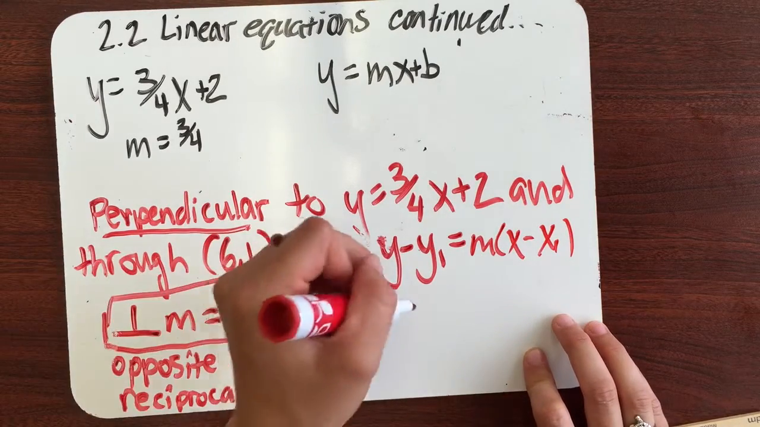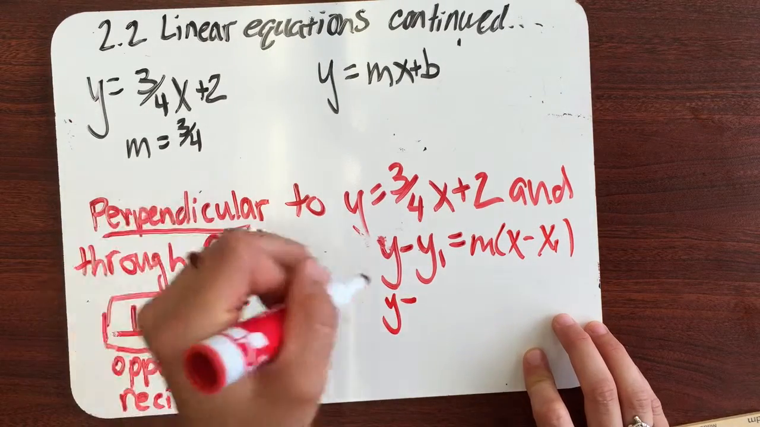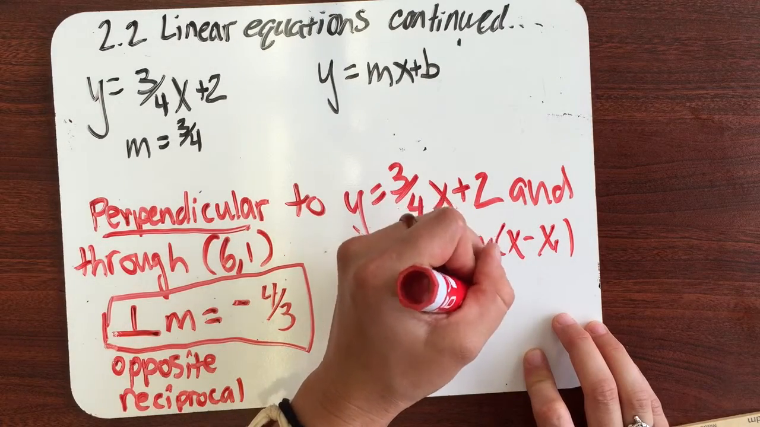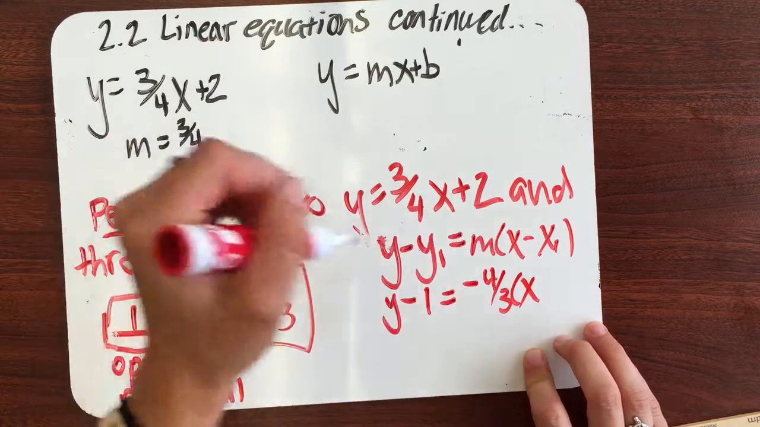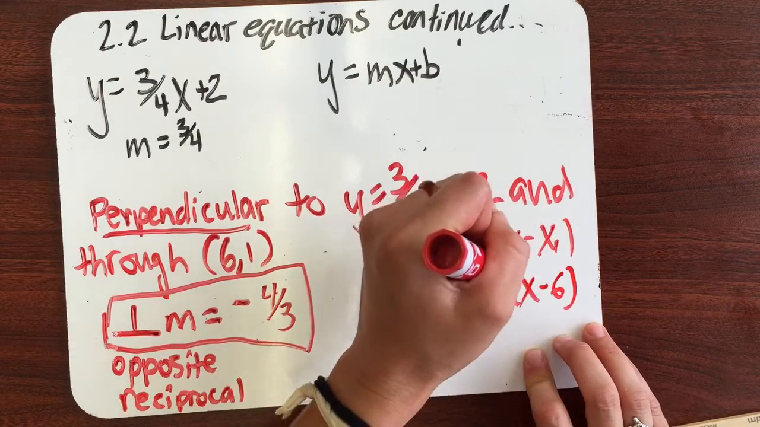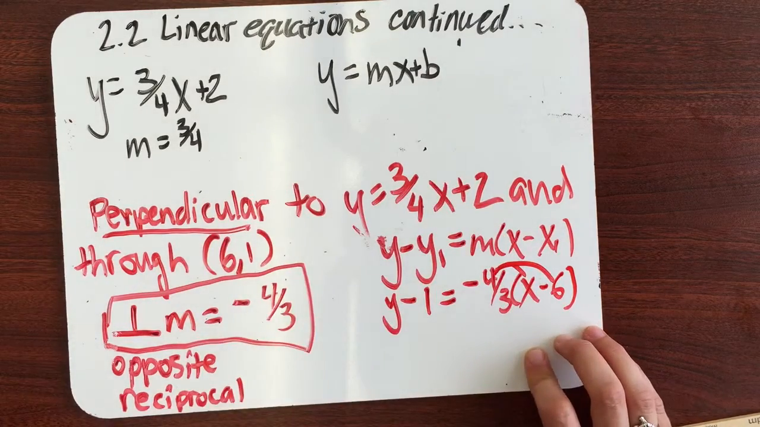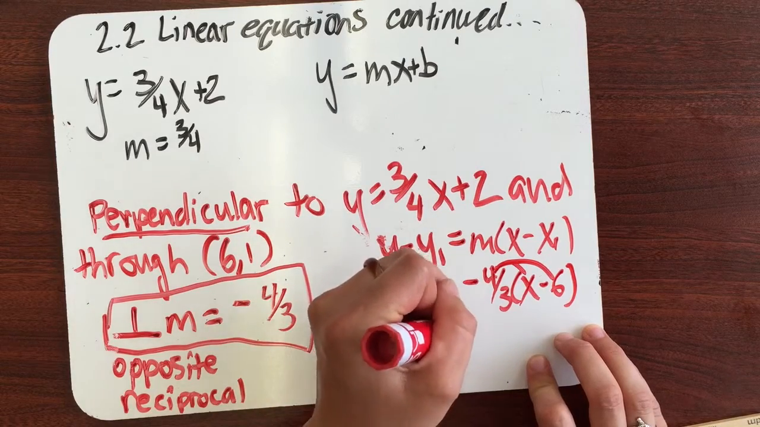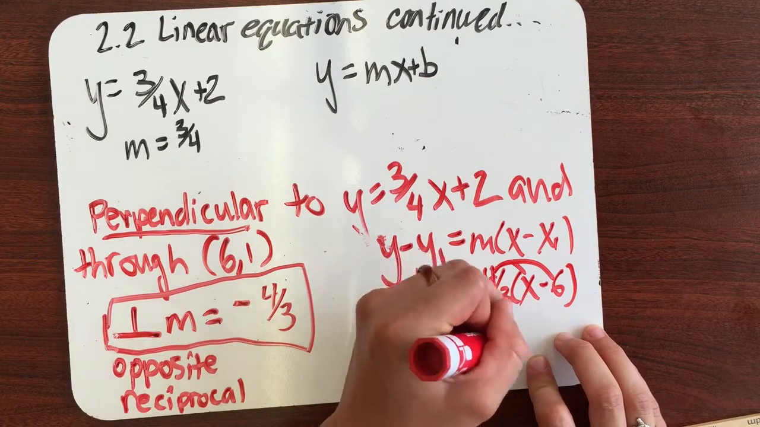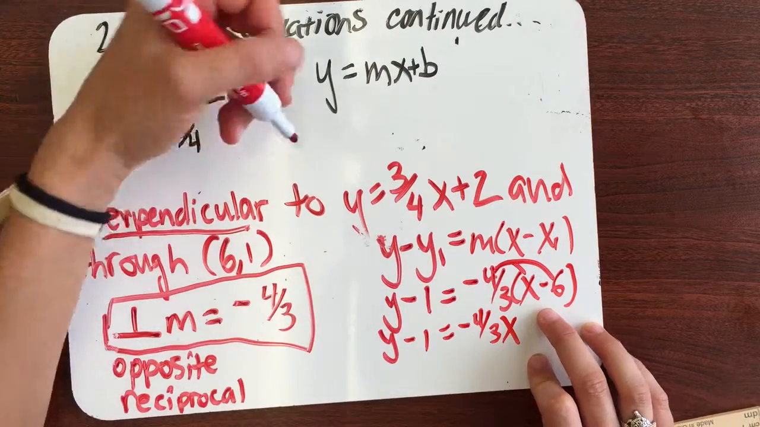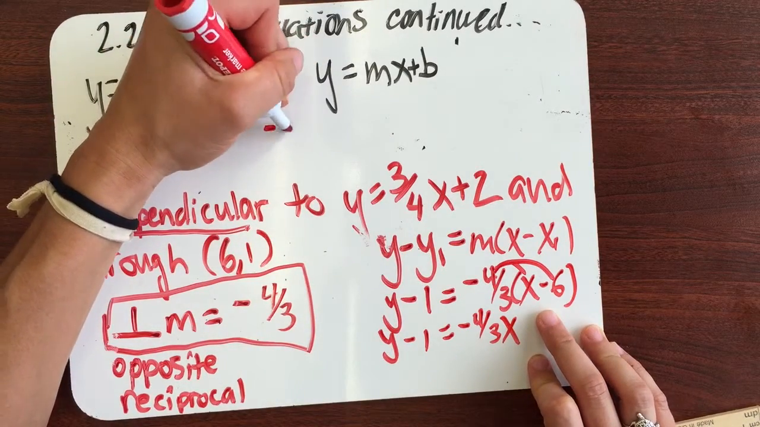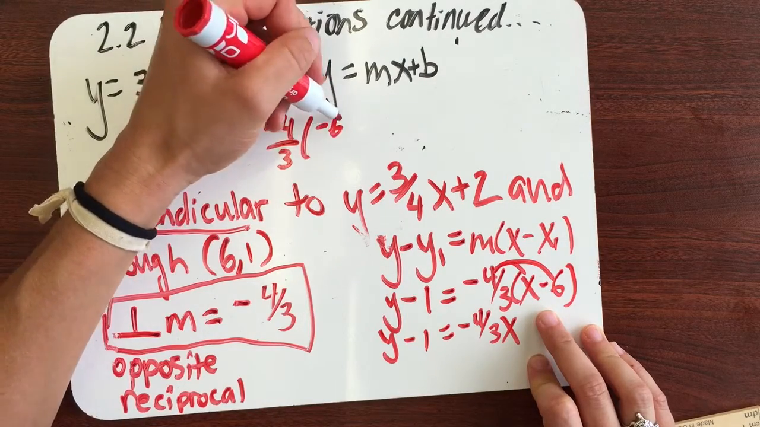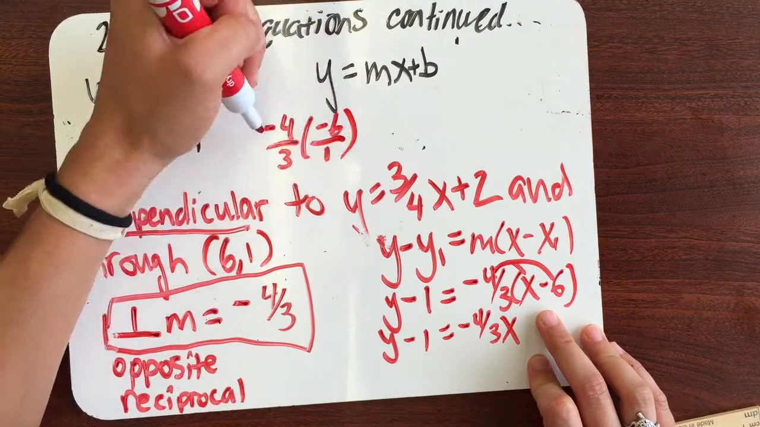So we'll plug in this point. Y minus our y1 is a 1. Our perpendicular slope is -4/3 times x minus 6. We're going to distribute this -4/3 in. Y minus 1 equals -4/3 x. We could do some side work up here. We have -4/3 times -6. -6 is the same as -6/1.